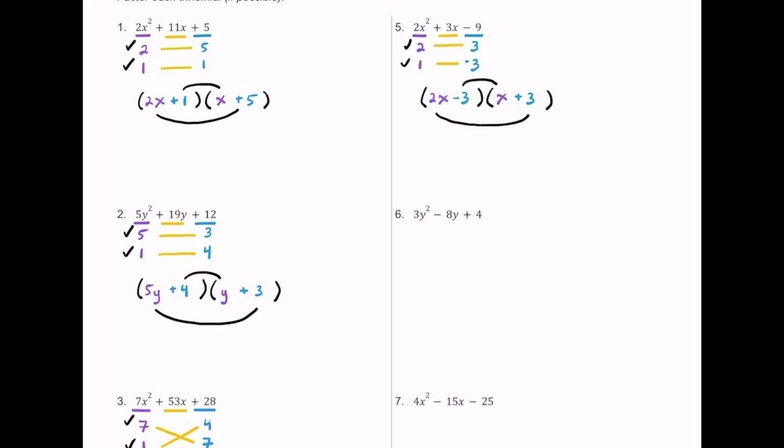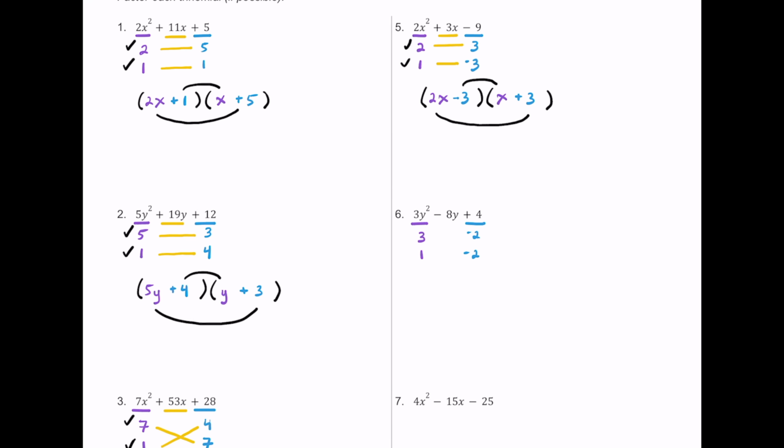For number 6, we have 3y squared minus 8y plus 4, and so 3 is a prime number for a, so 3 and 1. And now for 4, what do we got? It could be 1 and 4 or 2 and 2. Now I'm going to go with a negative 2 and a negative 2, and I'll tell you why. Keep in mind that we have a positive 4 here. However, we have a negative 8. So whenever that happens, we need 2 negative numbers to add to the middle, but 2 negatives still multiply to get positive 4.